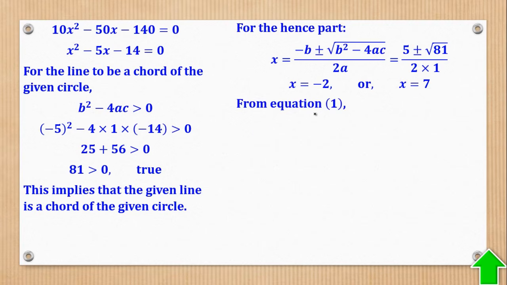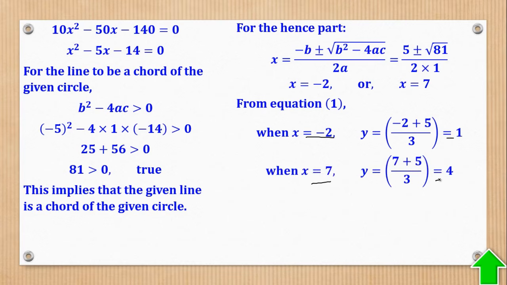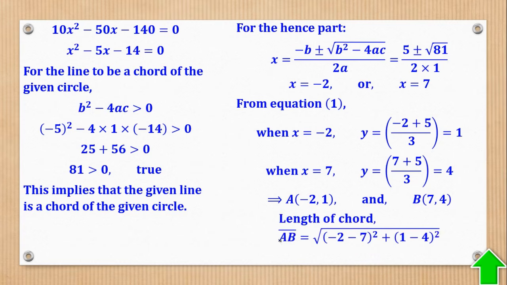Now from equation 1, I have to get the corresponding values of y. When x is -2, y will be 1, and when x is 7, y will be 4. Therefore, the points of intersection are A and B. Now the length of the chord is the distance from A to B, which will be given by the difference in the x coordinates squared plus difference in the y coordinates squared, everything under square root. So now with the calculator, I'll come up with this as the required length.